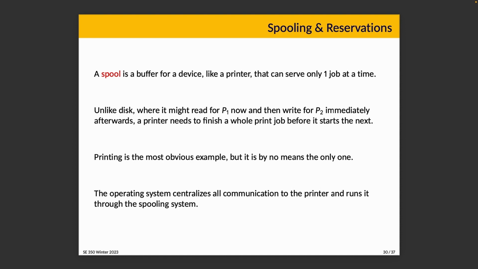And so what the operating system does is it centralizes the operation of the printer. When you submit a print job, the print job doesn't go directly to the printer, it goes to the spooling service. The spooling service is responsible for taking all of these jobs and putting them in order, and then dispatching those jobs to the printer when they get to the front of the queue.